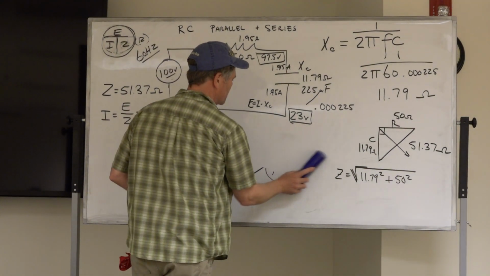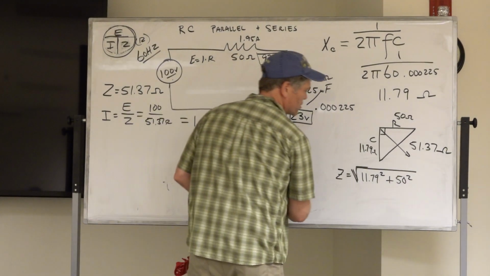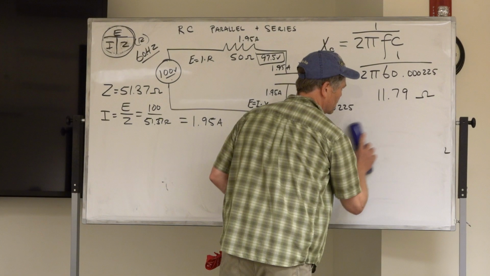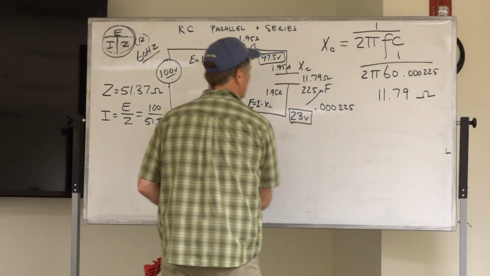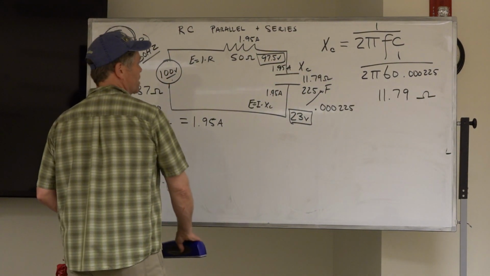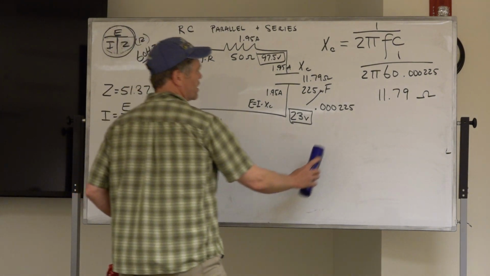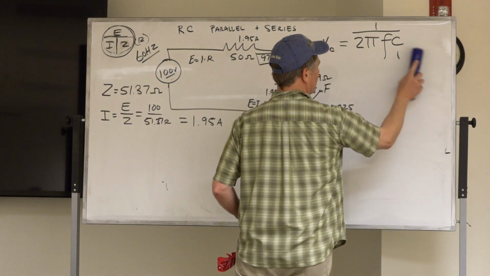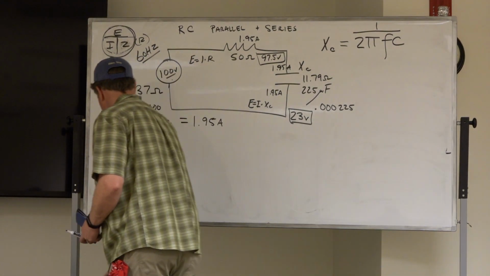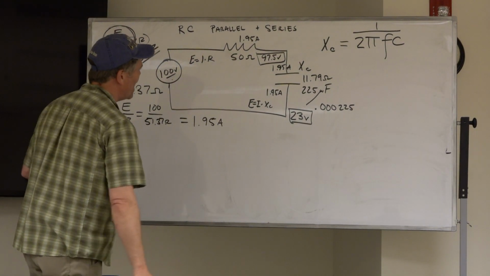And I want to make sure I just have the important numbers up here. I'm going to erase this. You guys saw that all, right? I'm going to say my X sub L is 11.79. I'm going to leave that formula up there because that's really important. But now we're going to get to powers.